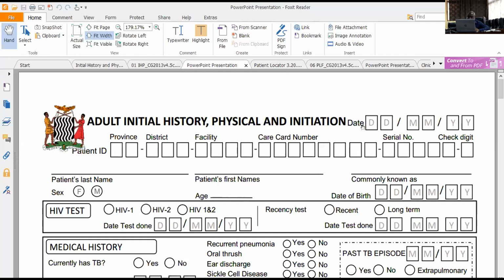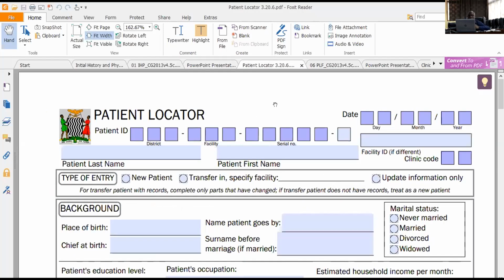So the old patient locator, let me just display. I don't know if you are able to see. You're able to see my form, my patient locator? Yes. Just go ahead. Okay.